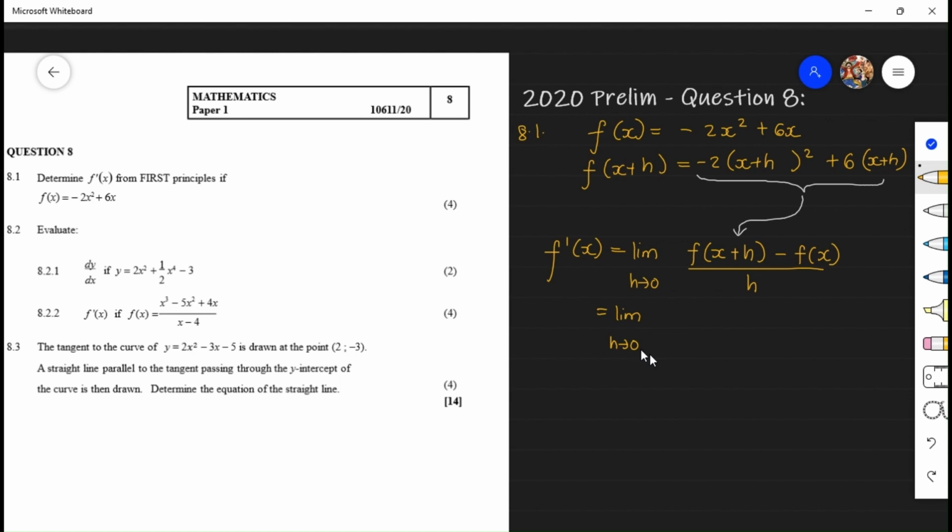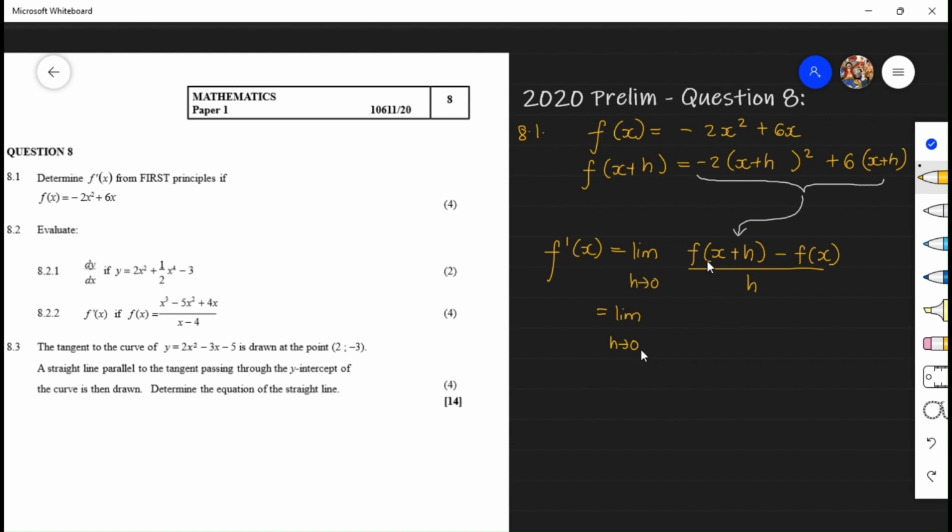Now, keep in mind the whole goal of using your first principles is to simplify your numerator such that it can cancel out the h in your denominator. Because you cannot substitute h as 0 if you will get a 0 denominator. That is going to give you an undefined answer. So the goal of this is to simplify the numerator such that it can cancel out that denominator so that you can substitute h as 0 such that it does not give you an undefined answer.